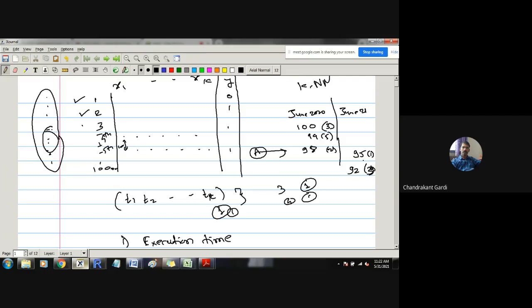Comparing these two data sets, this 95 looks better than this 98. Even if he got 98 marks here, there are eight students ahead of that particular student. But here, even if he got 95 marks, he is the topper. This happens because of the different difficulty levels in the June 2020 and June 2021 examinations. So 98 and 95 cannot be directly compared.